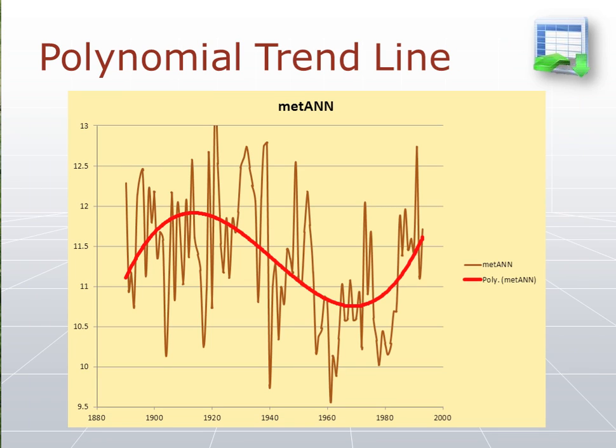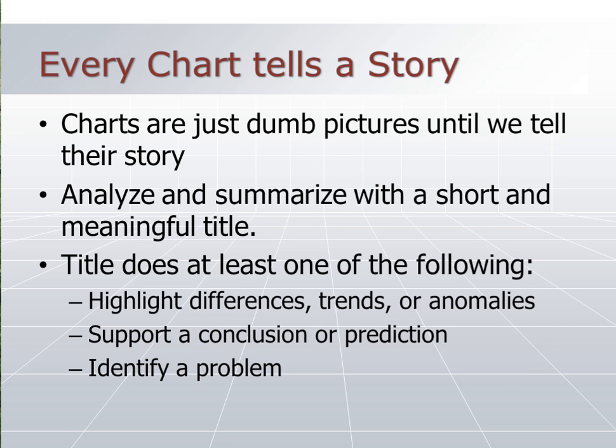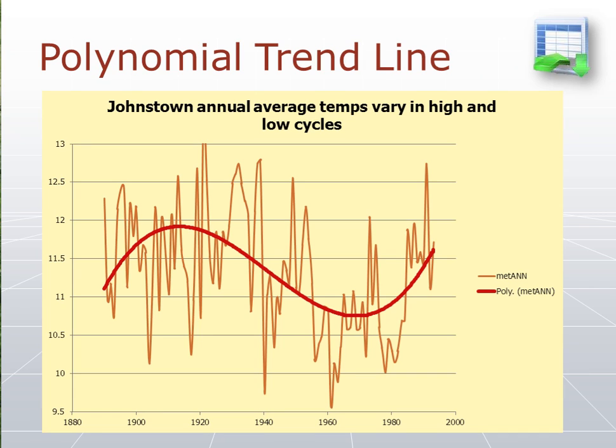Here's the same Johnstown data with a polynomial fit trend line, the smooth, curving, thick red line. This trend line probably better demonstrates the natural cycle of rising and falling temperatures. Remember, charts are just dumb pictures until we tell their story. The title should highlight, identify trends, support conclusions, or identify problems. Here we've added the title, Johnstown Annual Average Temps Vary in High and Low Cycles.